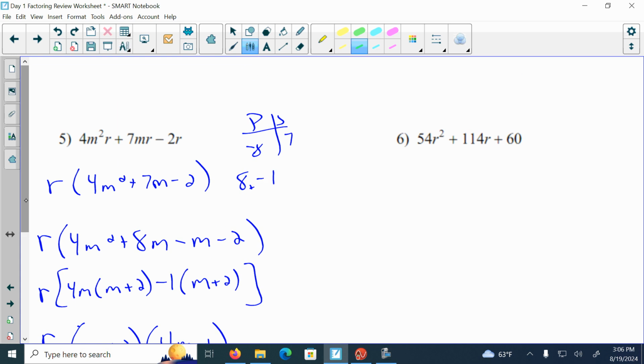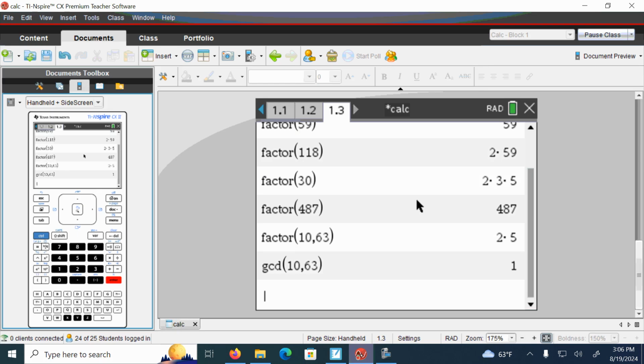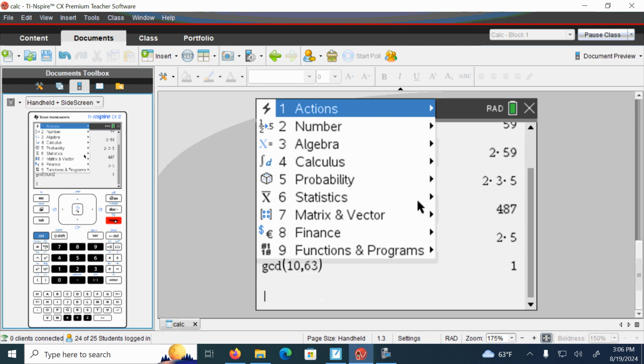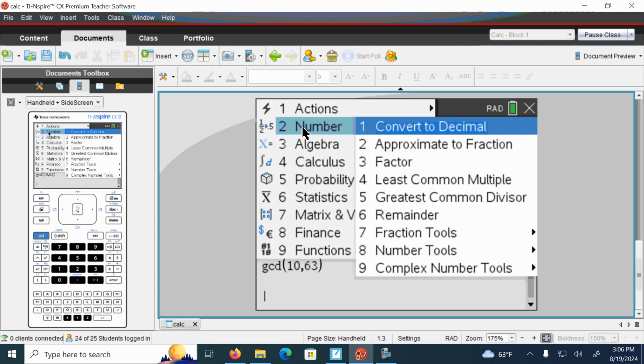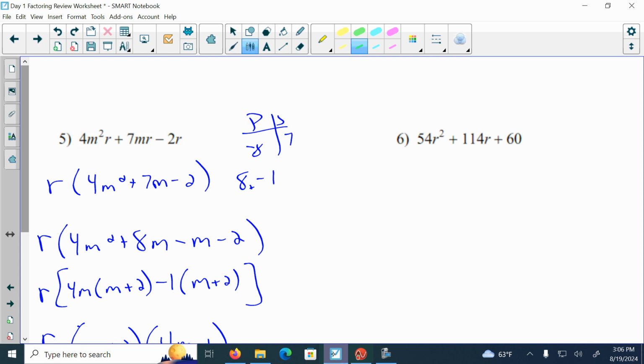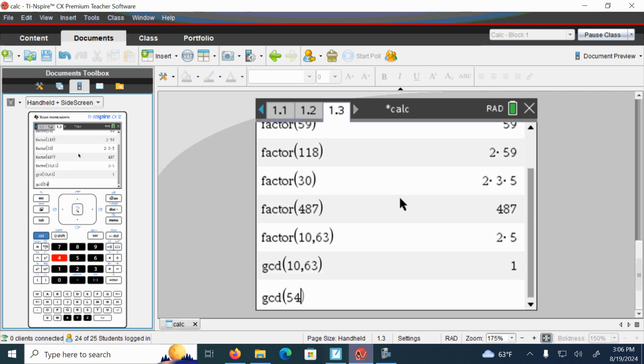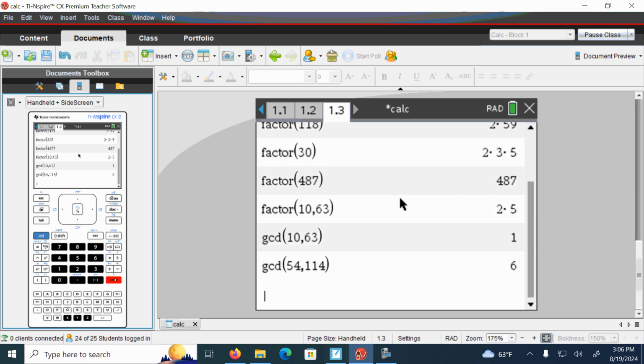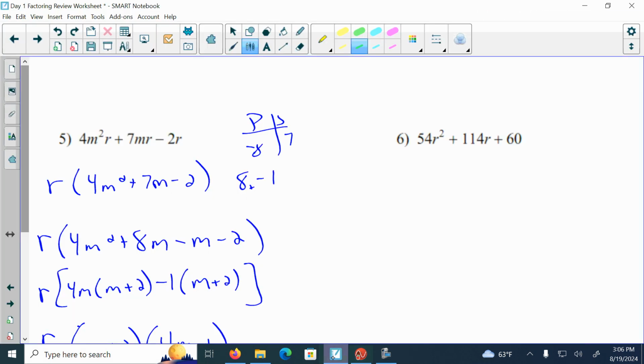Okay, from 54 and 114 and 60, I'm looking for the greatest common factor. So I'm going to use the menu, number, greatest common factor, and I'm going to do the 54 and 114. And I can only do 2 at a time. So I'm going to see the greatest common factor is 6 from those 2, and 6 will also go into 60, so that's what I'm going to factor out.